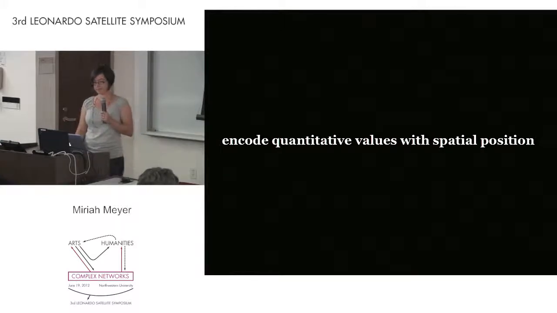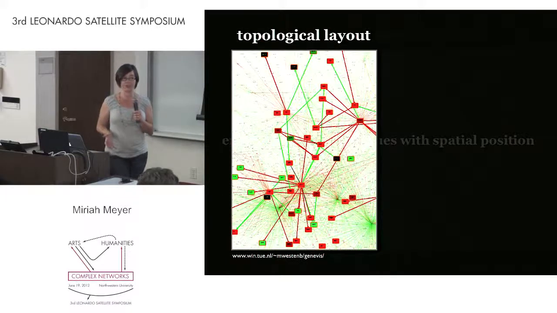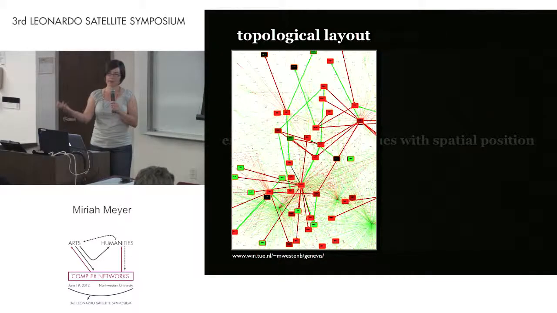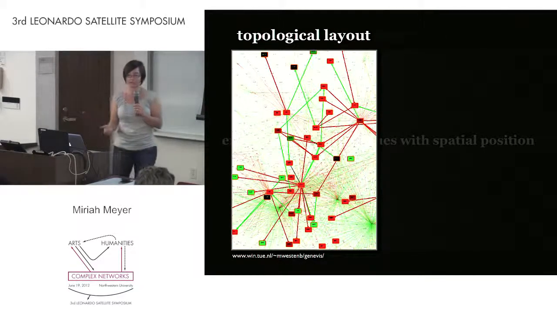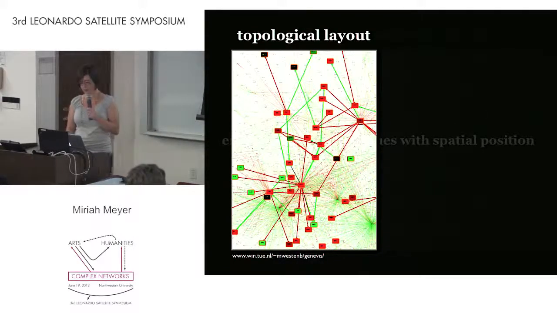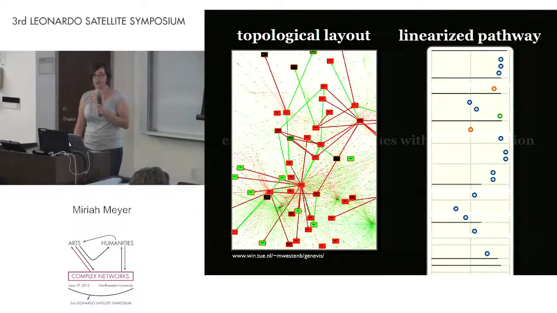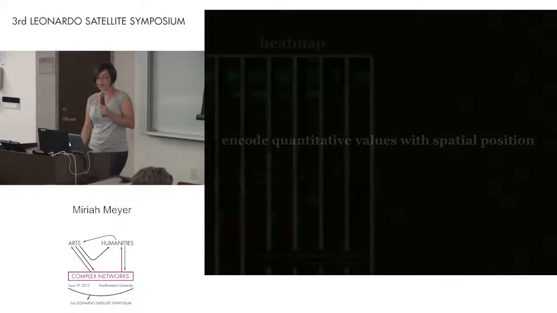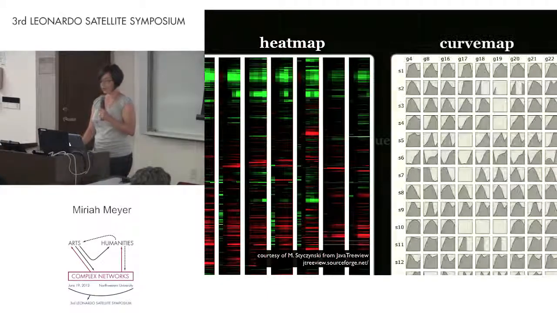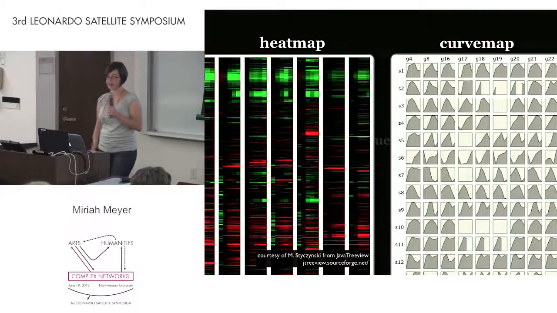Okay, so what does that mean? That means that instead of showing these molecular pathways in this typical node link graph and then layering information on top of this with color, where basically you're using spatial position to show the topology of the graph, we decided we would come up with a way to linearize these pathways so that we could then show quantitative data as position along the horizontal axis. And also, instead of showing the gene expression data using the typical heat map encoding, we developed this matrix layout of these time curves.